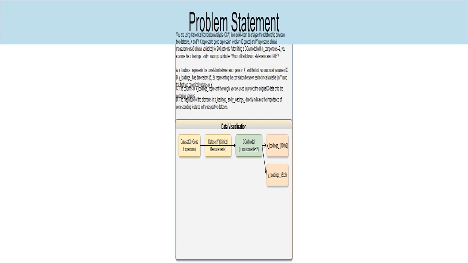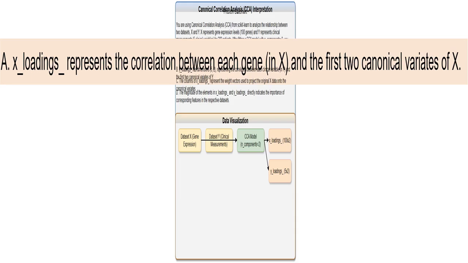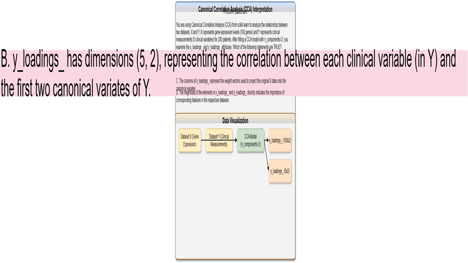Let's break it down. This statement assesses understanding of x_loadings_. The question is whether the values in x_loadings_ represent the correlation between each gene and the 2 newly created variables, canonical variates. Think of it like this. CCA finds new variables that maximize correlation between the datasets. x_loadings_ shows how much each original gene contributes to creating each of these new variables. Is that making sense?